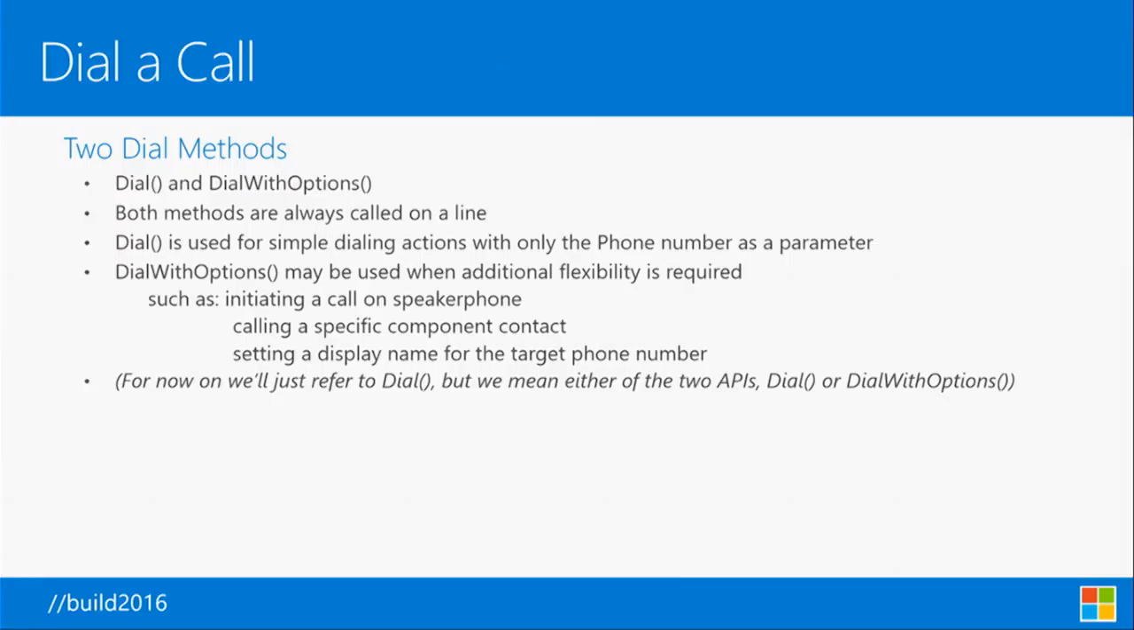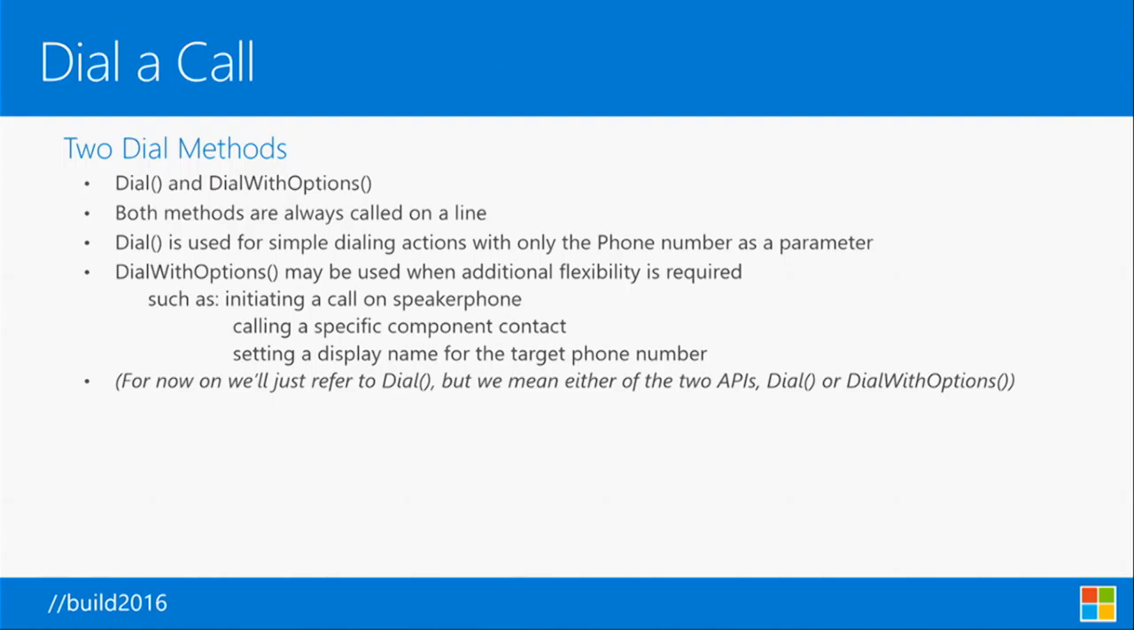So let's talk about the second ingredient I mentioned earlier, which are the dial methods. We've provided you two ways to call dial on a line. The simpler is called dial, and it takes in a phone number. Optionally, you can also take in a display name. The second, the more flexible one, is called dial with options. This takes in an object called phone dial options, and it can allow you to do things like manipulate the audio routing endpoint. You can pass in a contact. So an example use case is if you want to initiate a phone call on speakerphone, you would use the more flexible dial with options.